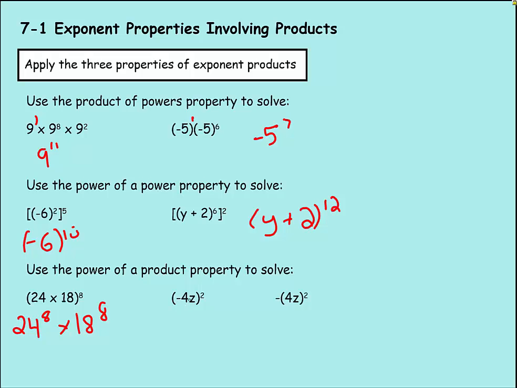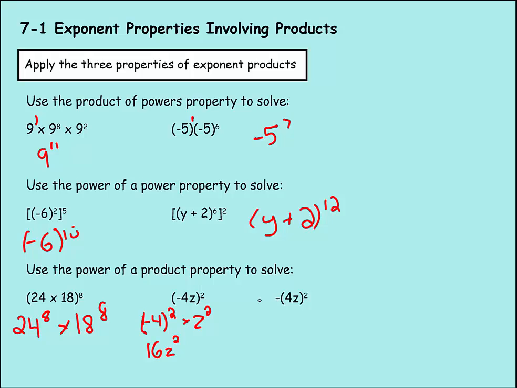We have negative 4z, negative 4 times z. So I can distribute this 2 to the negative 4 and the 2 to the z. So I have negative 4 to the second times z to the second. If I was going to simplify this even more, make sure that's in parentheses, this negative 4 to the second would become negative 4 times negative 4, so positive 16. And then the z squared I can't simplify if I don't know what z is, so I could have 16 times z squared. And that would be my answer.